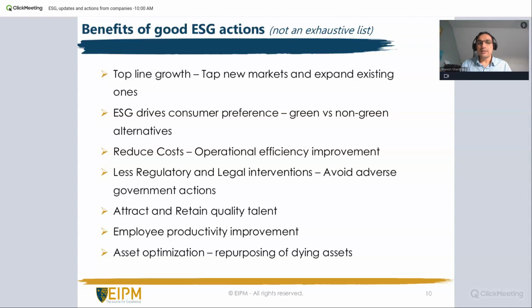Okay. It also means that the employee productivity improves, right? Employees are more motivated also to work and improve their productivity.